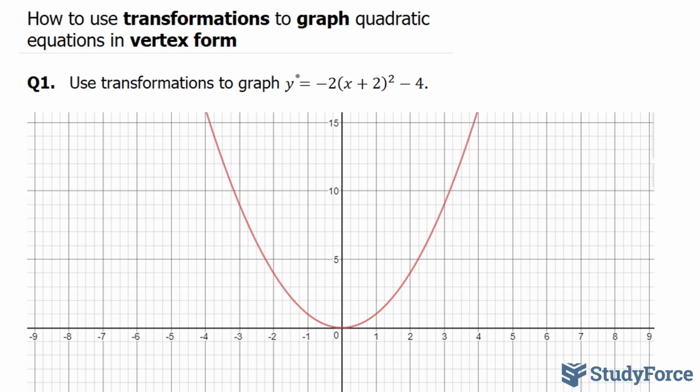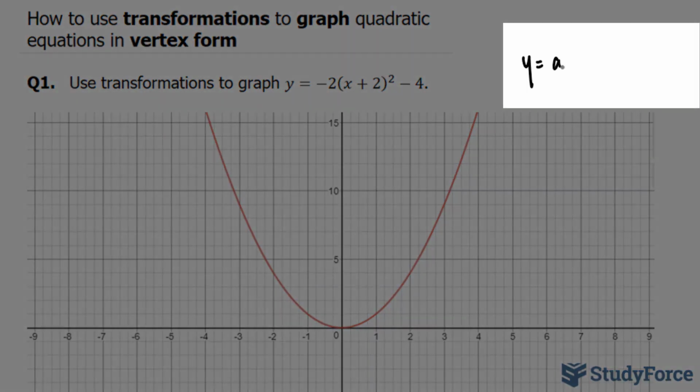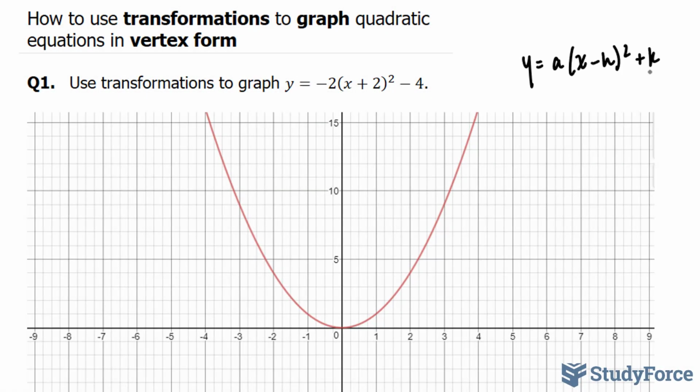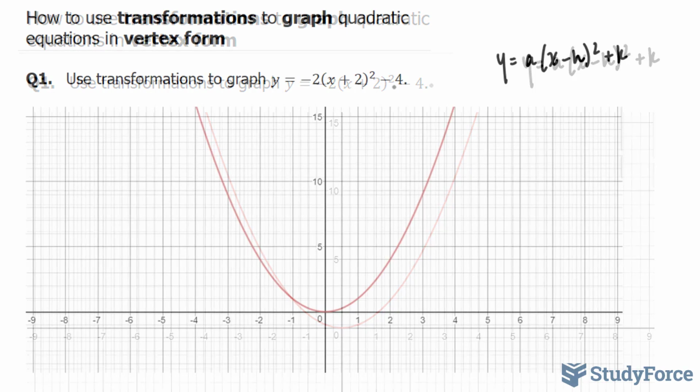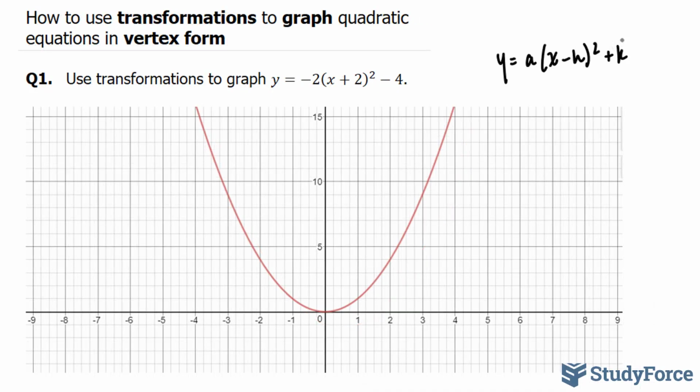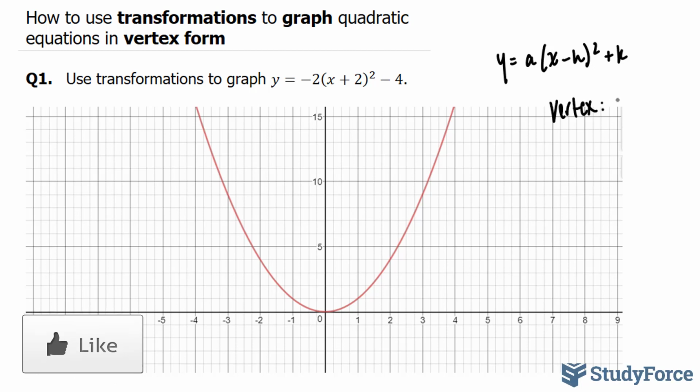So for instance, in our equation here, this is in vertex form already, and all vertex form equations take on this form: y is equal to a bracket x minus h squared plus k. The h and k value of our equation tell us the x and y coordinate of our vertex, but it's not as simple as you may think. The easy one to locate here is your k value. K is negative 4, and k represents the y coordinate of the vertex. So I'm going to write down vertex, and my y coordinate I know for a fact is negative 4.